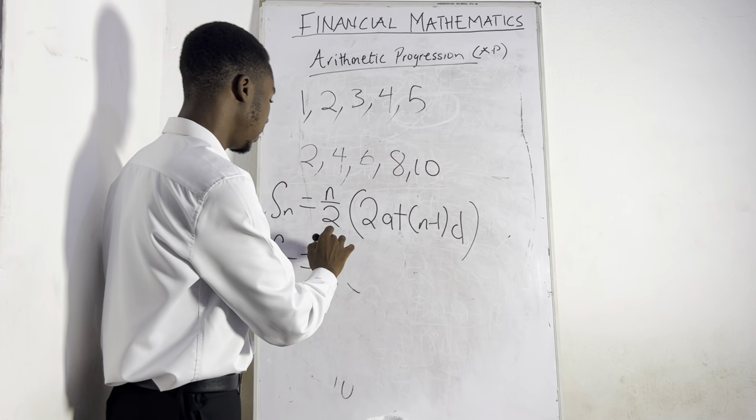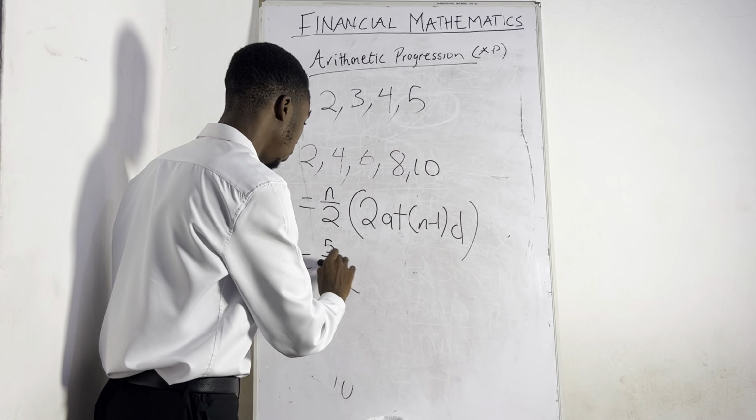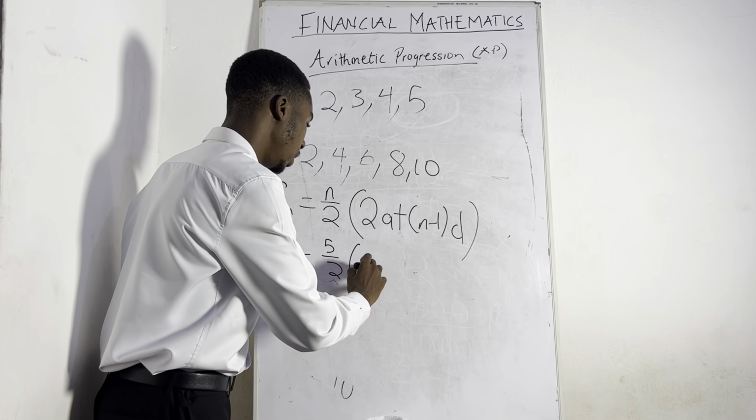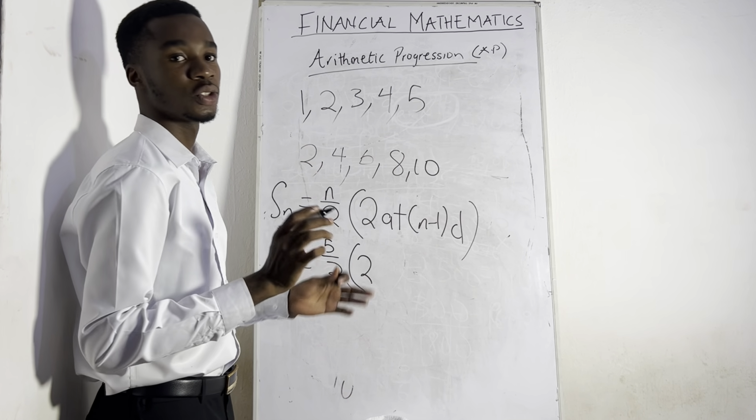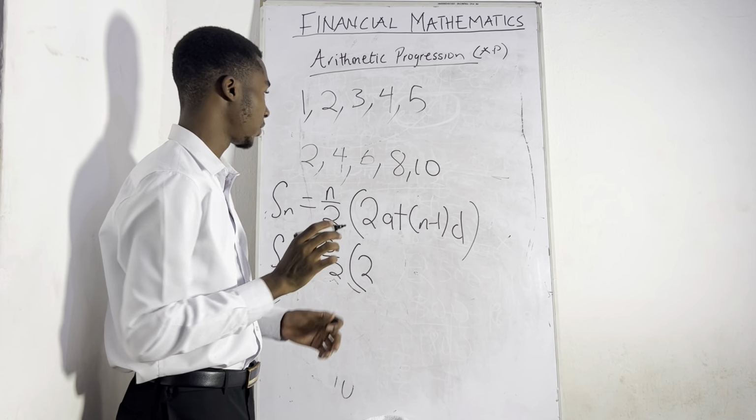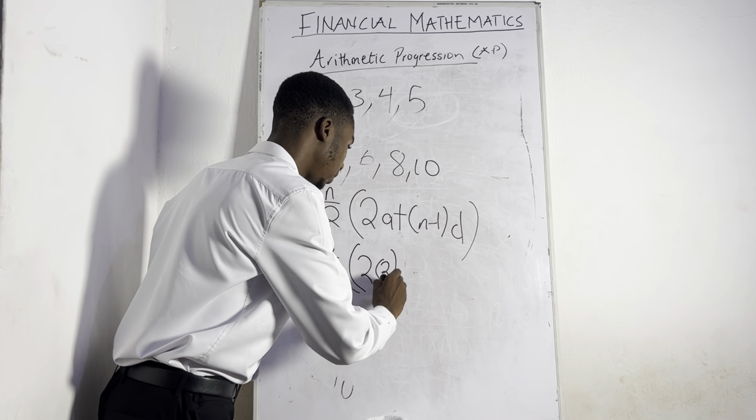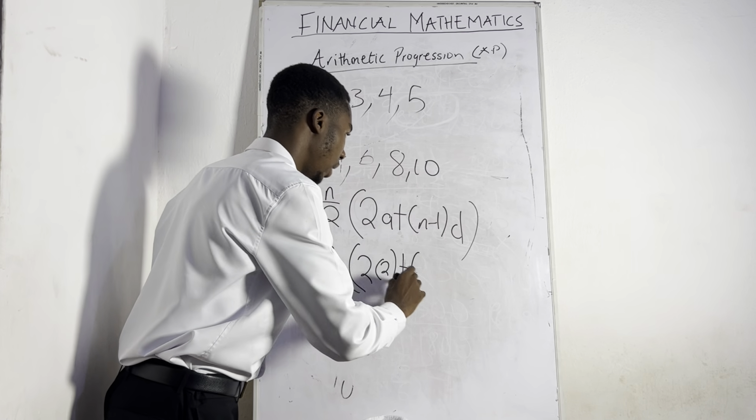So n is the number of terms, so it will be 5 over 2 because the formula says n over 2. Then into bracket 2a. a is always the first term, so our first term here is 2. So 2 into bracket 2 times 2, plus into bracket n.